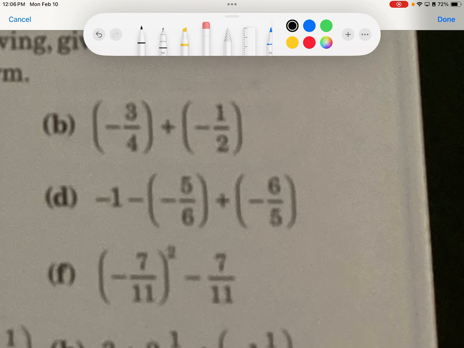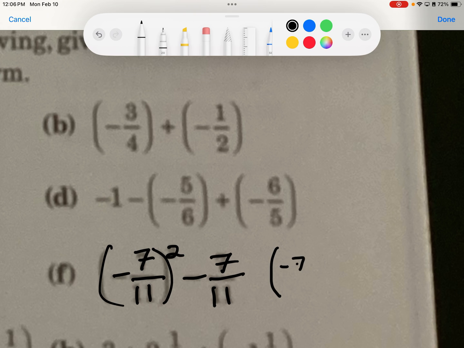All right, let's do F. Oh, look at here, Micah. Yay. There's an exponent. Okay, so what are we doing? It says exponents first. So we're going to multiply negative 7/11 times negative 7/11, which is 11 times 11. Let's figure out what that is first. Okay, we're going to use our calculator. It's 121.